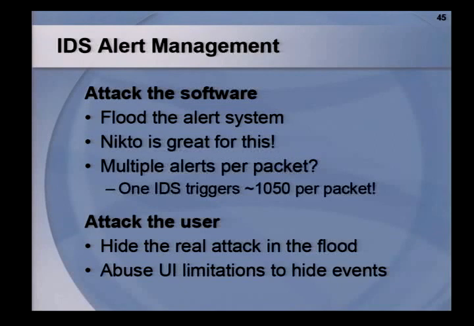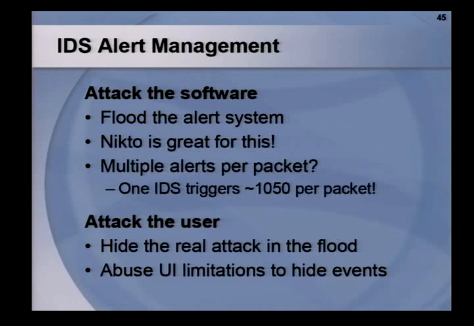There's a specific IDS out there that you can actually trigger over 1,000 events with a single packet. So just flood that packet about 15 times and then do your attack somewhere in the middle, and there's a really small chance someone's going to be able to detect what you're doing. And finally, just attack the user. Send the attacks in a way that it's really unlikely they're going to see the attack that you sent.